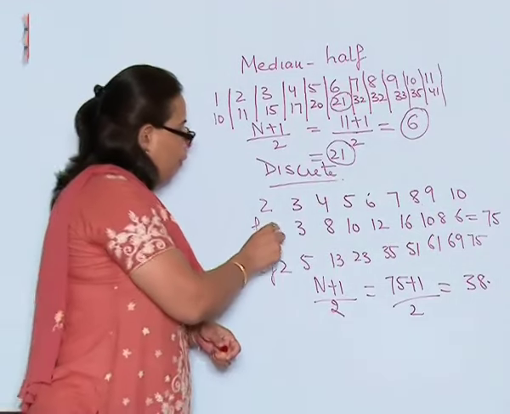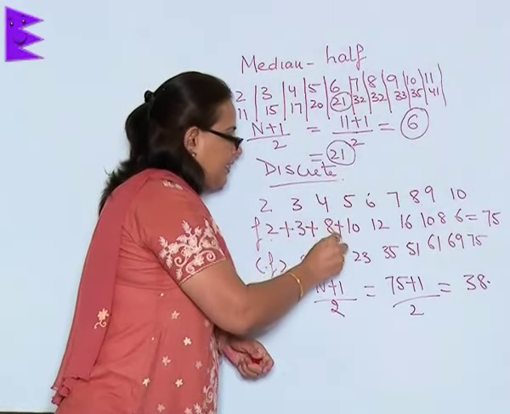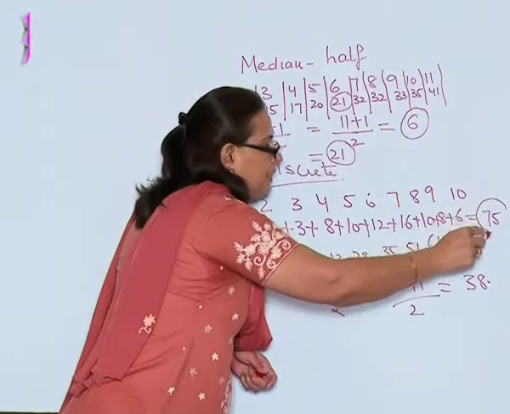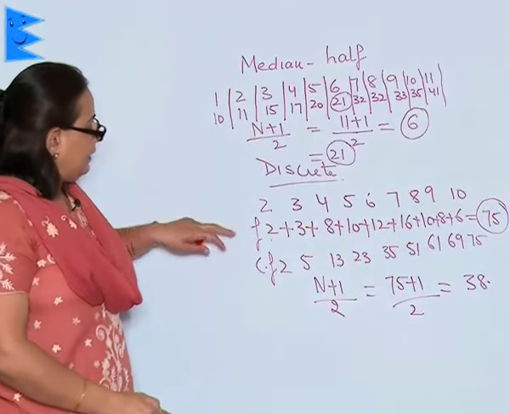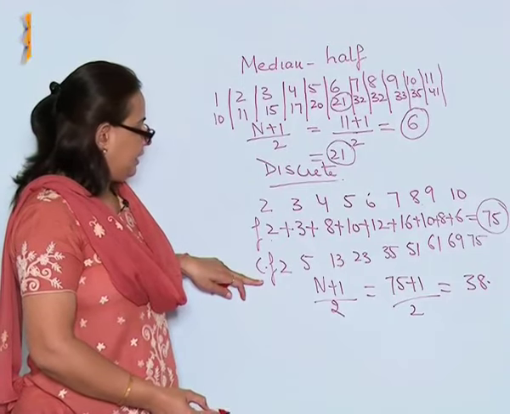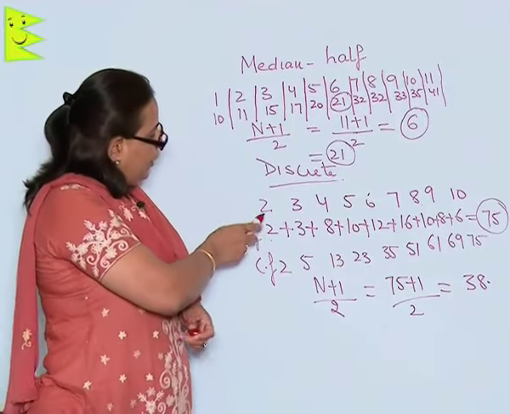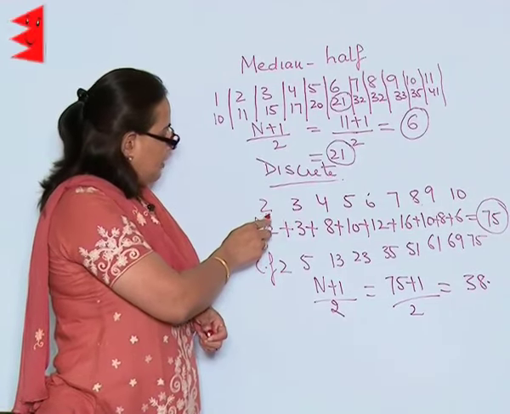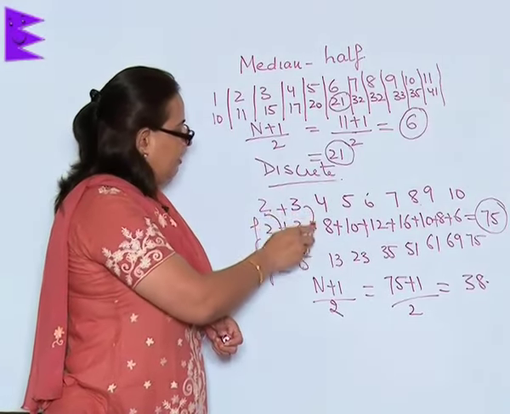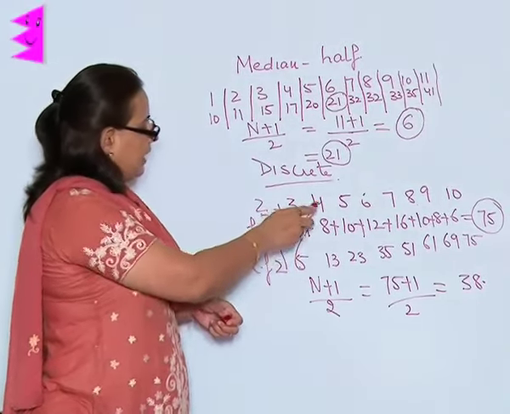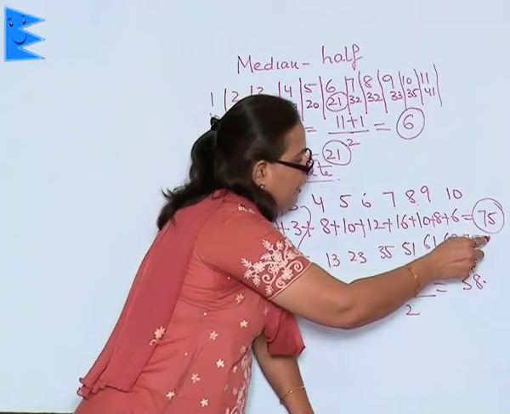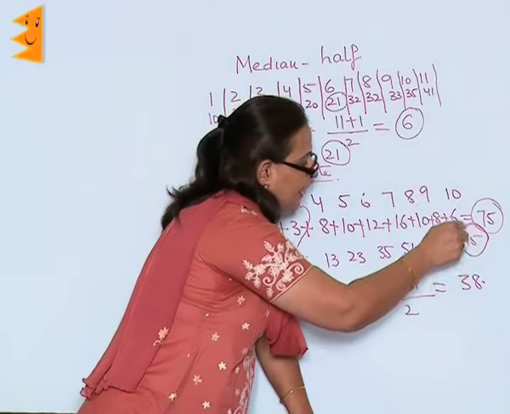So, I will add on 2 plus 3 plus 8 plus 10 plus 12 plus 16 plus 10 plus 8 plus 6, which will give me 75. And these were the frequencies that I have. Now, I will find out the cumulative frequency. In the cumulative frequency, what I do is I keep on adding the frequencies. That is, the first one is 2, 2 plus 3 will give me 5, and likewise I keep adding on, and thus the total which shall be derived shall again be 75 at the end.